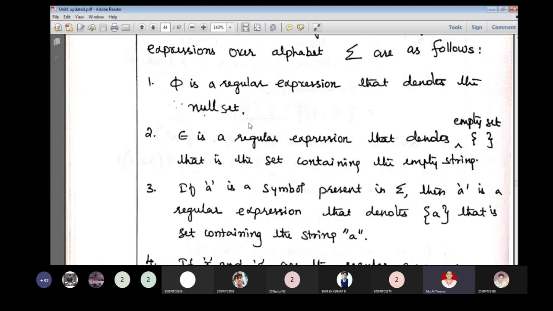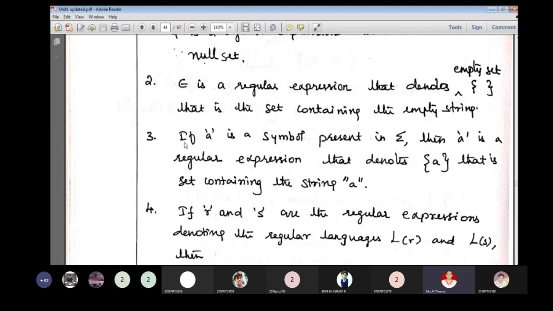Next, epsilon is a regular expression that denotes the set containing the empty string. So there is a difference between phi and epsilon. Phi is a null set, whereas epsilon is a null string or empty string. Whenever the string length is 0, we represent that as epsilon. That is the difference between phi and epsilon.